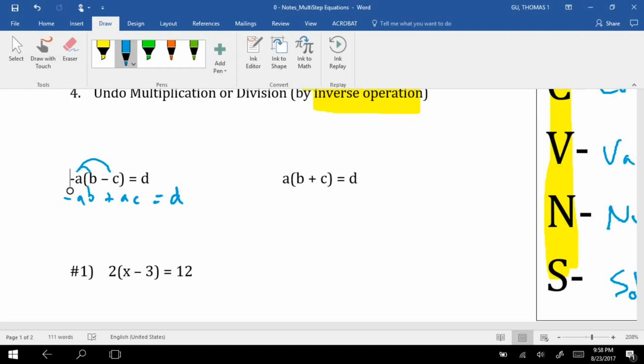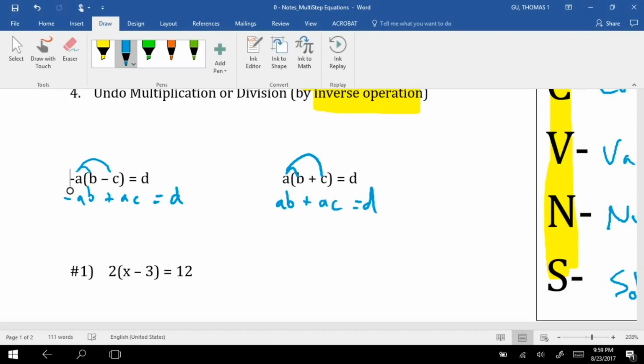Let's go to the other one. This other one's more straightforward. Let's distribute again. Boom, boom. A times B. What's A times B, guys? AB. That's right. And then what's A times C? AC. There's no negative, so we're just going to add it. AC equals D. There we go.